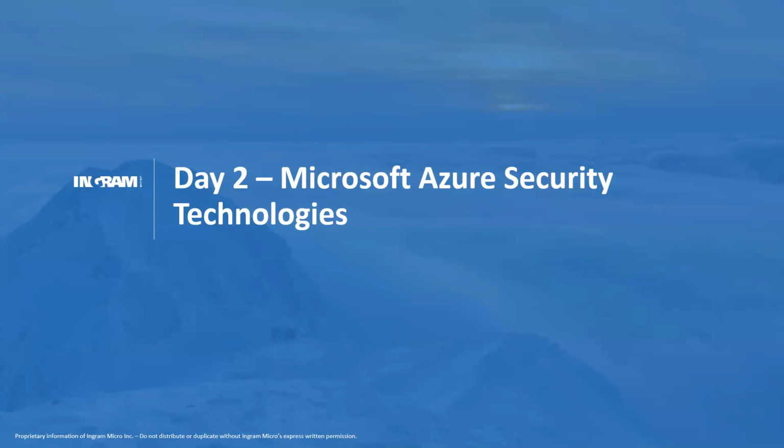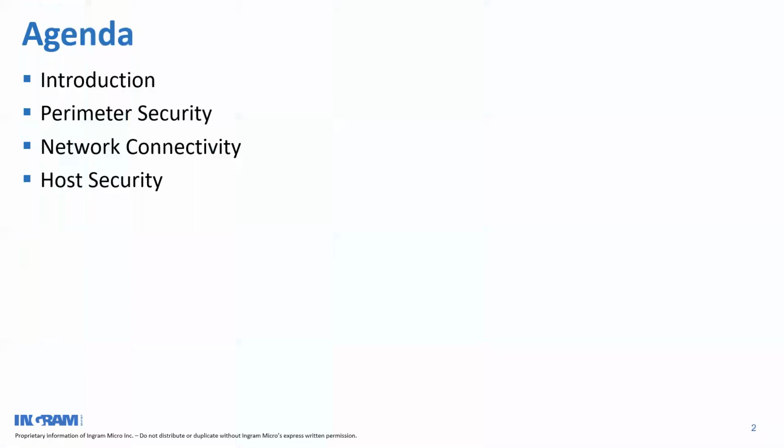Today is day 2 of our Azure security series. We covered day 1 last Thursday, where we spoke about identity, multi-factor authentication, and other topics related to identity. Today, we look at topics such as perimeter security, network security, and host security. So these are the 3 topics that we'll be covering today.